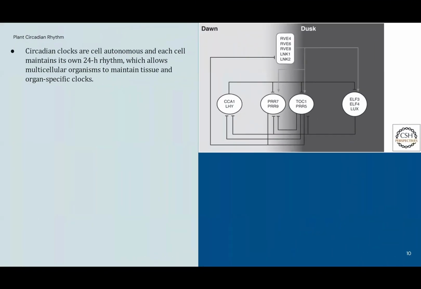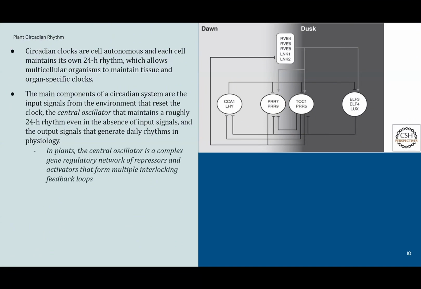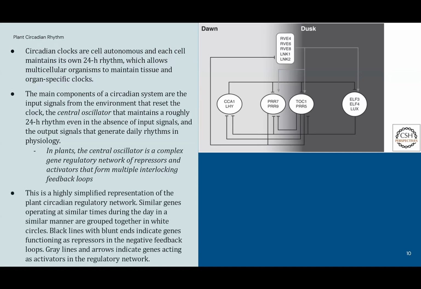Circadian clocks are cell autonomous, and each cell maintains its own 24-hour rhythm, which allows multicellular organisms to maintain tissue and organ-specific clocks, meaning there's not one clock that rules them all. The main components of a circadian system are the input signals from the environment that reset the clock, the central oscillator, which maintains roughly a 24-hour rhythm even in the absence of input signals, and the output signals that generate daily rhythms in physiology. In plants, this oscillator is a complex gene regulatory network of repressors and activators that form multiple interlocking feedback loops.